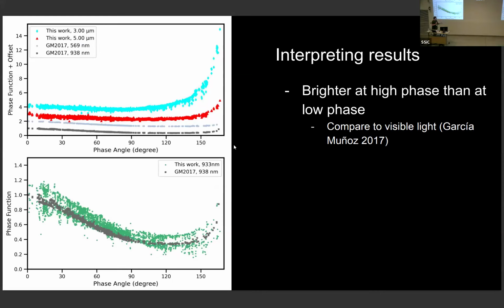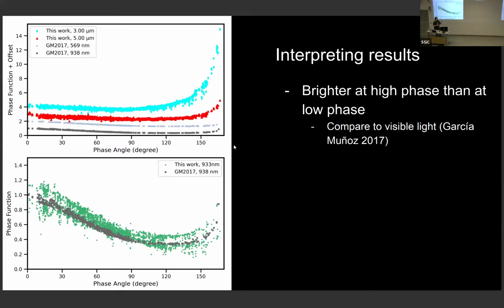Notably, Titan appears brighter when you look at it when it's backlit versus when you look at it at full phase. And this is weird. When you're observing a planetary object, as you go from low phase to high phase, you expect to observe less and less of the illuminated fraction of that object. So you would naturally expect it to be dimmer.